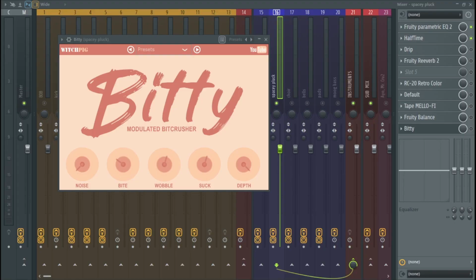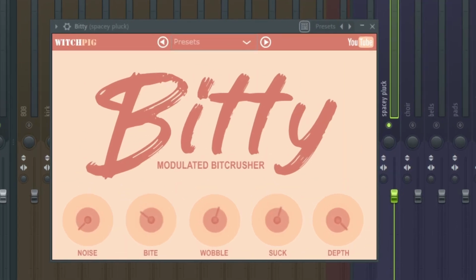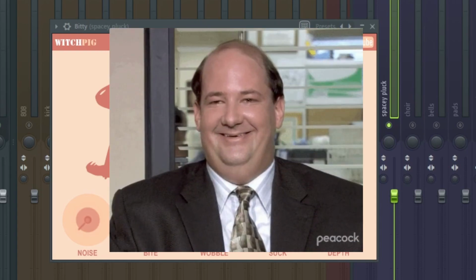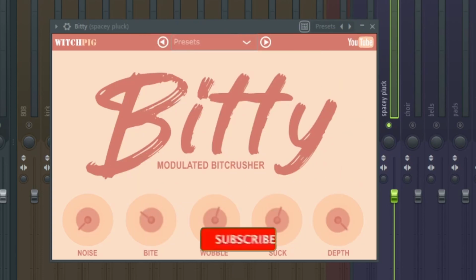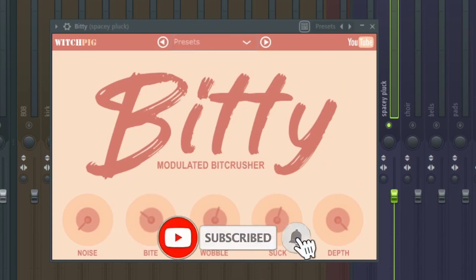All right, so this is a free plugin. I mean, I'm kind of at a loss for words here. But this is a free plugin from WitchPig called Bitty. And if you just take a look at it, the 12-year-old in you is probably already going to be able to deduce what this is alluding to. But in essence, all it really is, is a bit crusher.